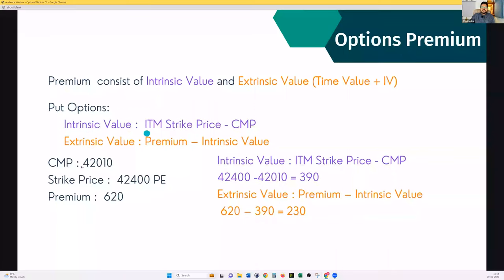Now for put option, how do we calculate? The in the money strike price minus current market price. It's going to be very simple. So first we check whether this is an in the money option or not. 42,010 is the current market price. 42,400 is the put option. And it is an in the money option because the price has already attained the 42,400 strike. So now we just subtract both, which is 390 rupees. That's what the intrinsic value is. And the premium is right now at 620. So you just subtract both and you will get the extrinsic value, which is 230 premium.